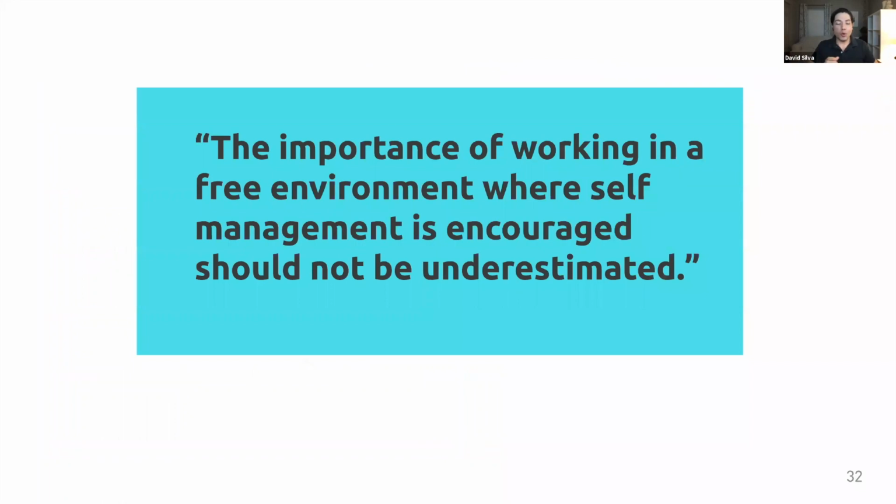And here's another quote. We're just doing doubles. So the importance of working in a free environment where self-management is empowered and encouraged should not be underestimated. I hate to be repetitive, but a free environment is the kind of environment where creative minds work best. And that's where the inspiration comes naturally. And the end result is always 100%, is always outstanding. That's very important.